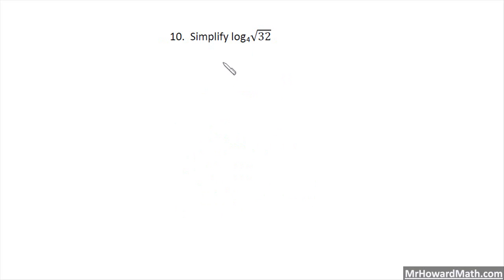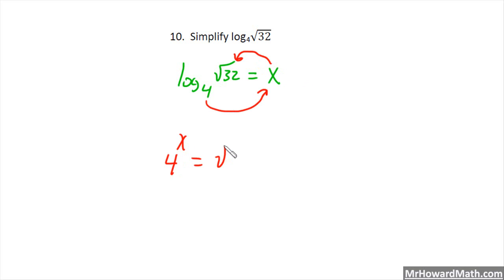Problem 10 says simplify log base 4 of the square root of 32. So we're going to set up the loop rule to do this. So we'll set it equal to x and convert it into an exponential using the loop rule. So 4 to the x power is equal to the square root of 32. Do some simplifying here. 4 to the x equals 32 to the 1/2. So I'm going to turn that root into a fractional exponent there.